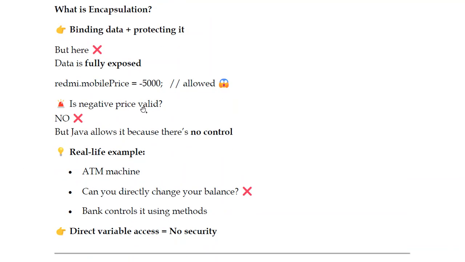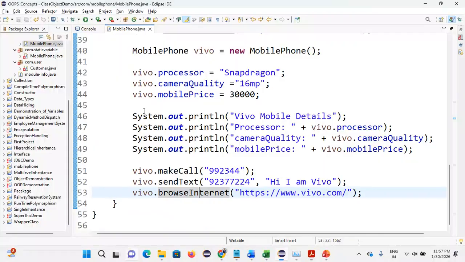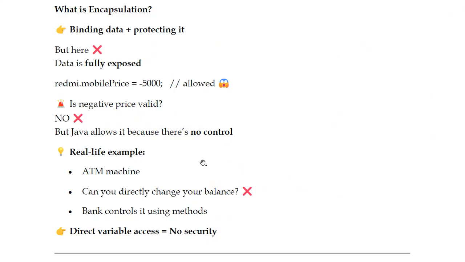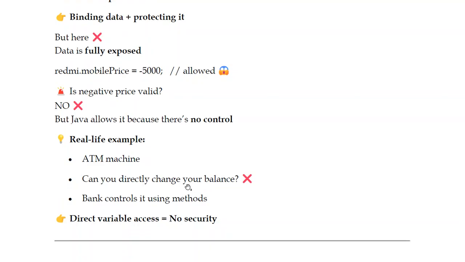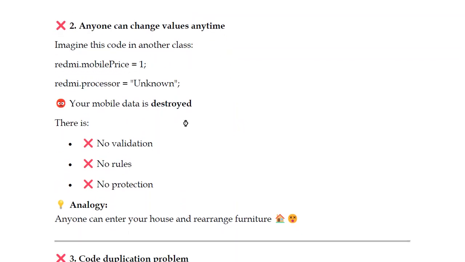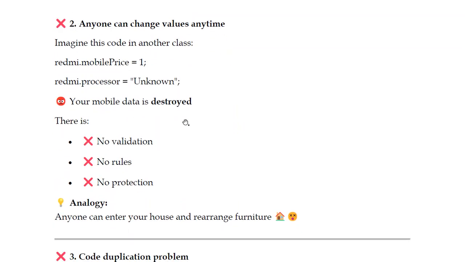If you are simply giving the access rights, anyone can access it, like Redmi dot, Vivo dot. I can give 1 rupee also. Take an ATM machine: can you directly change your balance? No. It's a process. Withdraw, deposit, and based on that your balance will be updated. If I'm giving the open chance, you can change the balance to 50,000 rupees or any amount. There is no control, there is no security. This is the problem in method one: anyone can change the value anytime.